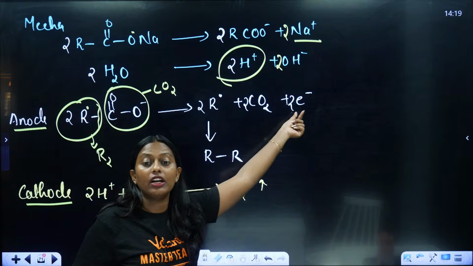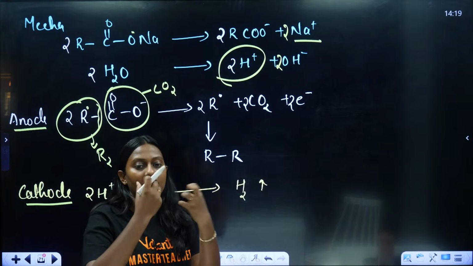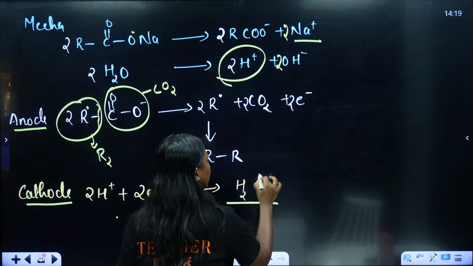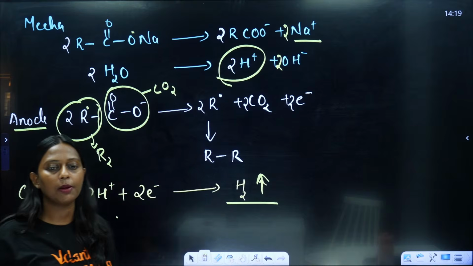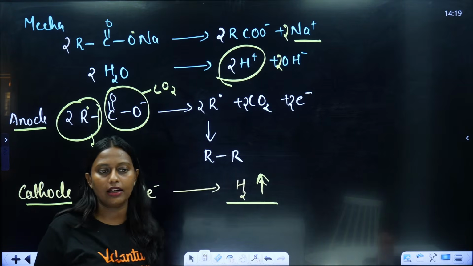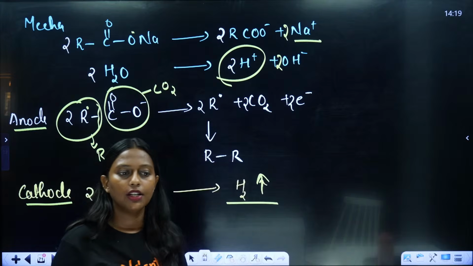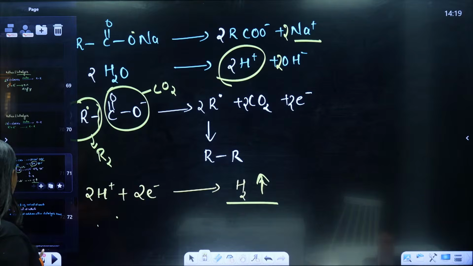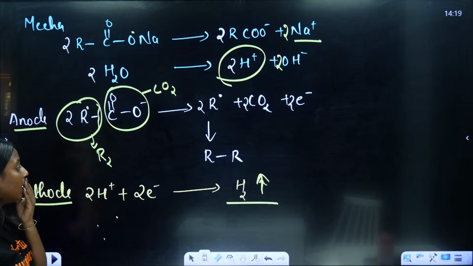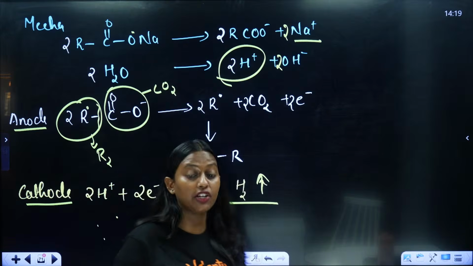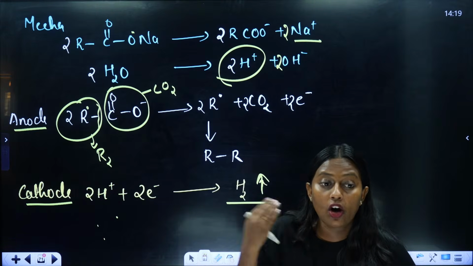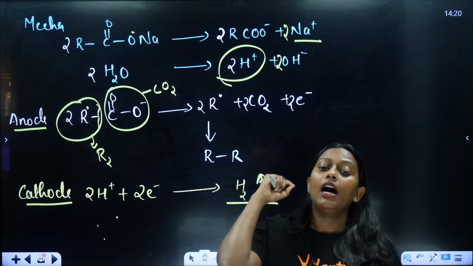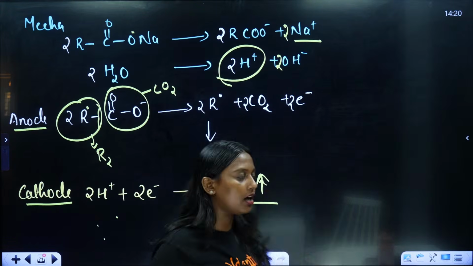The electrons are released from here, so that hydrogen will accept 2 electrons and form hydrogen gas, which evolves from the container. Clear? My next question: they will ask this type of question, where hydrogen gas is produced, at the cathode or at the anode. Where can you see hydrogen gas?